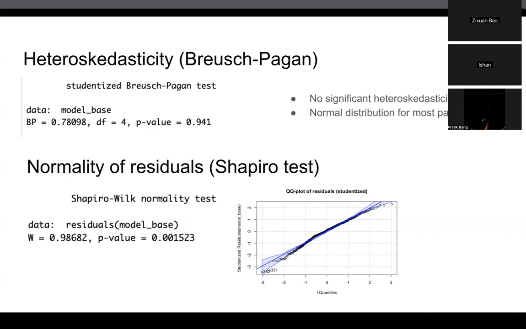And also, to detect the normality of residuals, we conducted the Shapiro test. Although the p-value is quite small, which shows that it is actually not a normal distribution, this is a quite large dataset, with nearly 300 samples. So we also need to look at its QQ plot for residuals. It shows that it is a normal distribution except for the heavy tails.